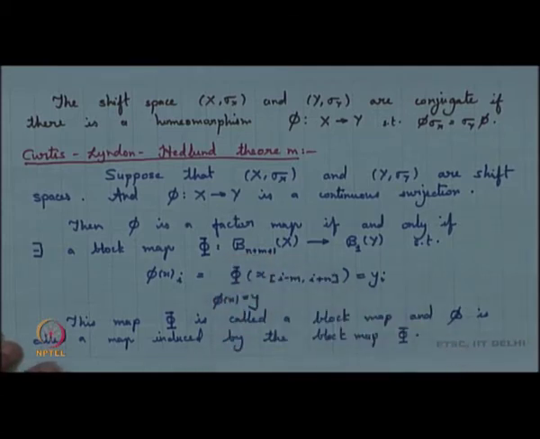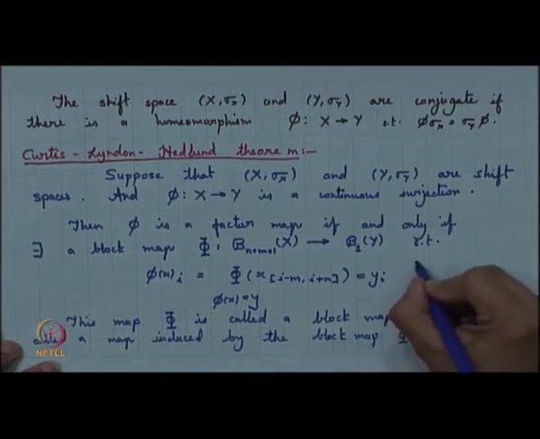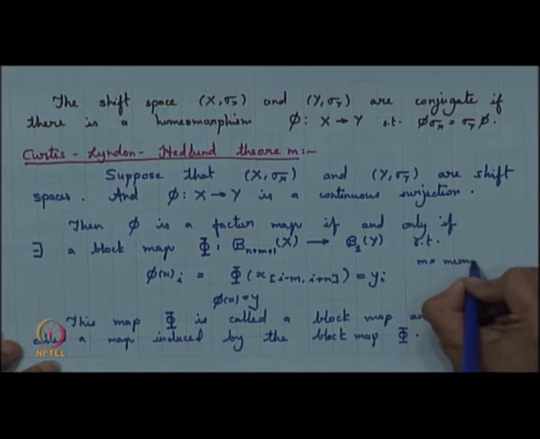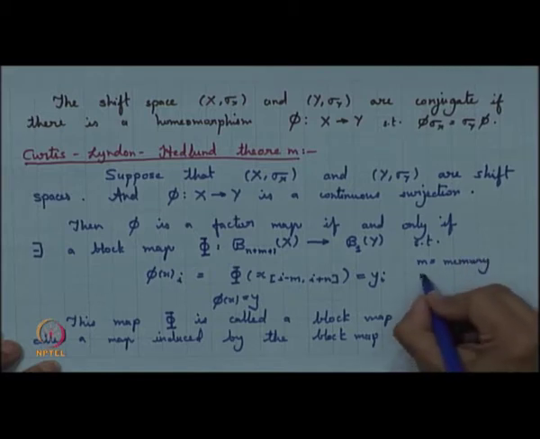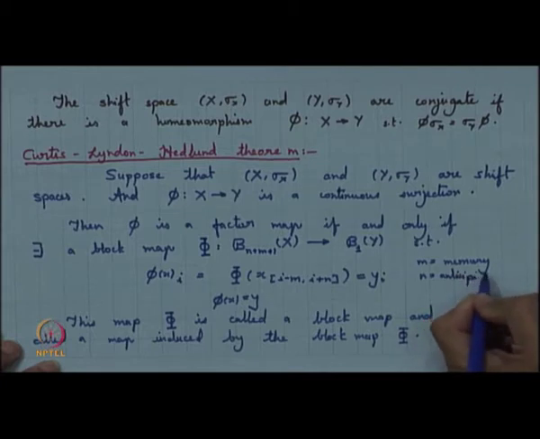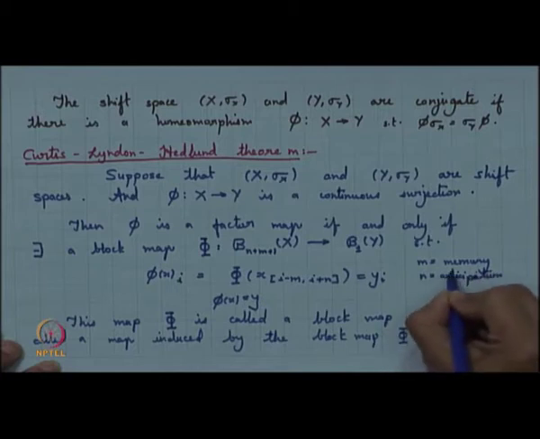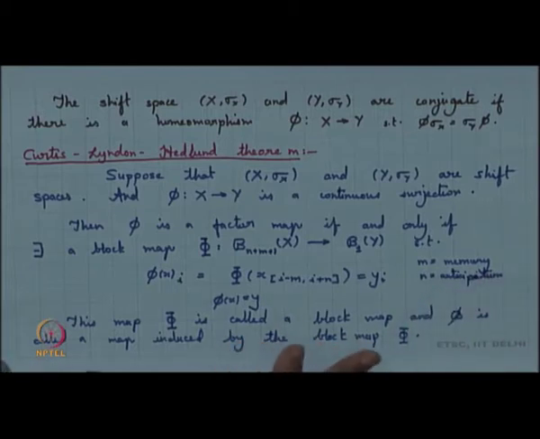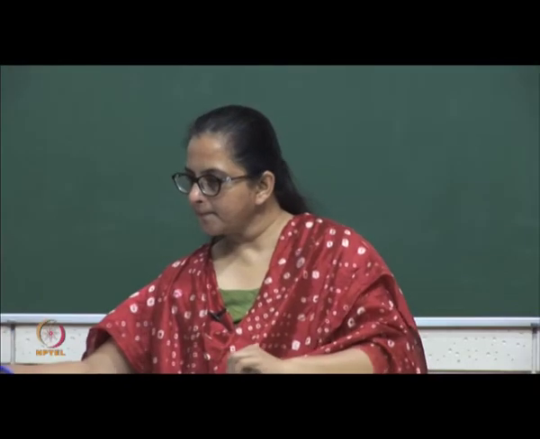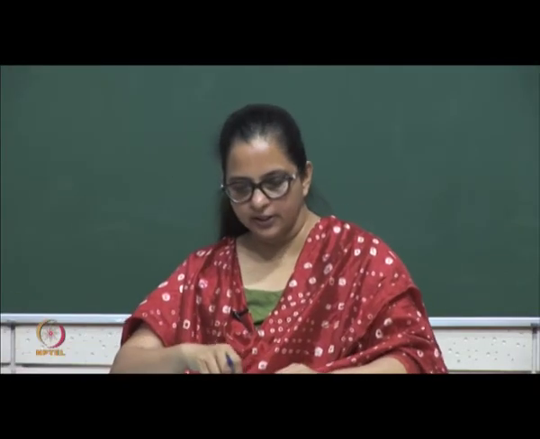Now we have these particular terms n and m. So what do these mean? Basically here my m stands for memory, and my n stands for anticipation. So, how does this map work out? Let us try to see that aspect, and then we will try to prove this theorem.